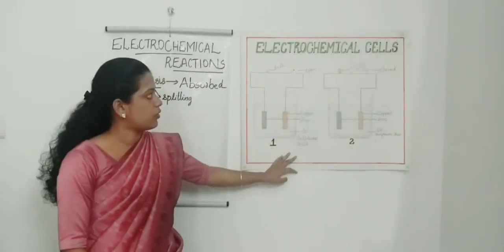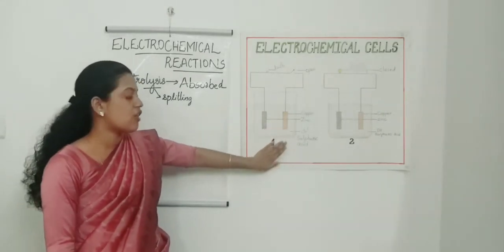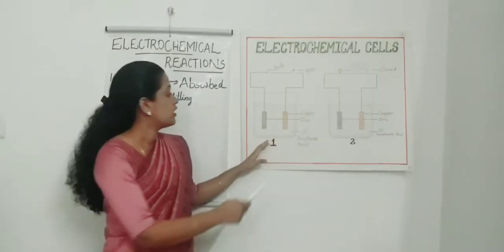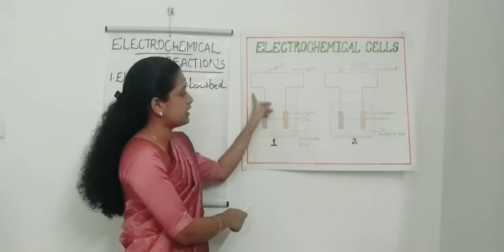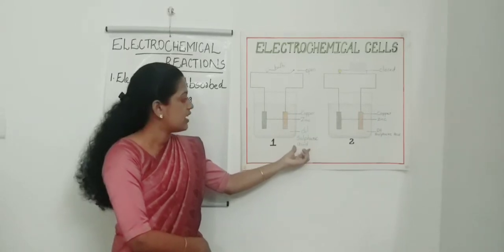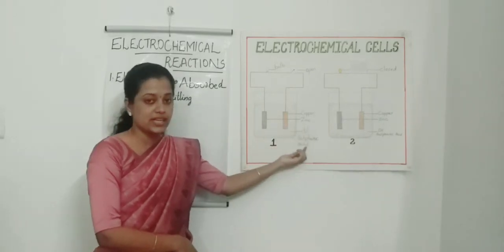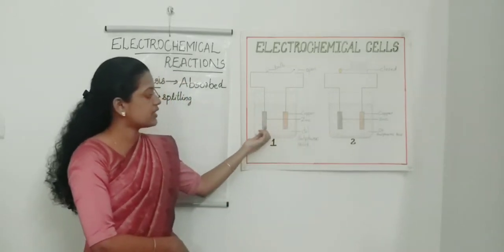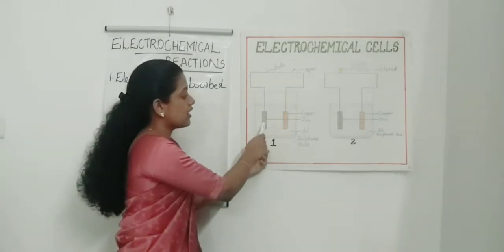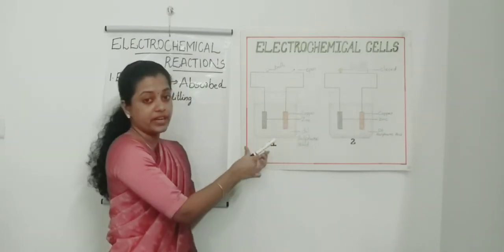Yes. So, here you can see a similar apparatus. And now observe figure 1. Here I have taken a beaker and filled it with dilute sulfuric acid. And here the electrolyte is dilute sulfuric acid. And you can see that here there are two electrodes. One is copper and the other is zinc. Both are two different metals.